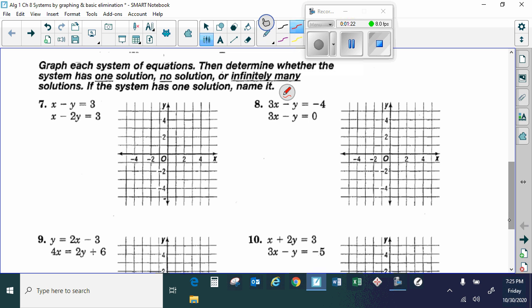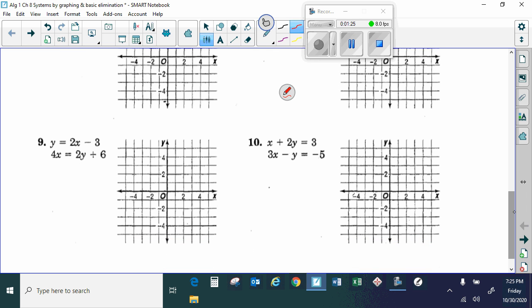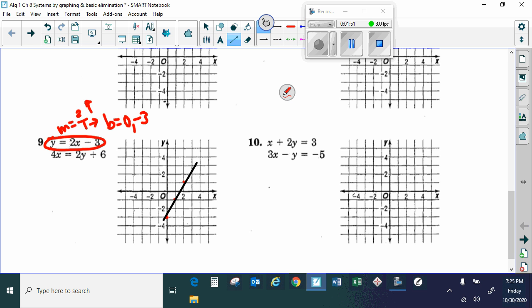Okay. So let's go ahead and let's do number 9. So this one, nice and easy because it's already in slope-intercept form. So the slope is 2, which is 2 over 1, up 2, right 1. Y-intercept 0, -3. So you start at 0, -3, go up 2, right 1, up 2, right 1, and there's that line. Okay, I can move that slightly right like that. Okay, and then put arrows on the ends.